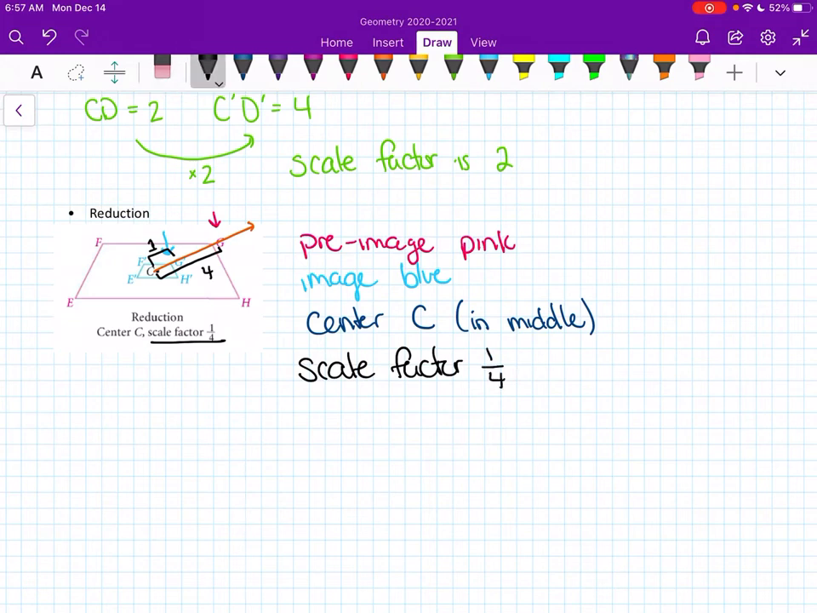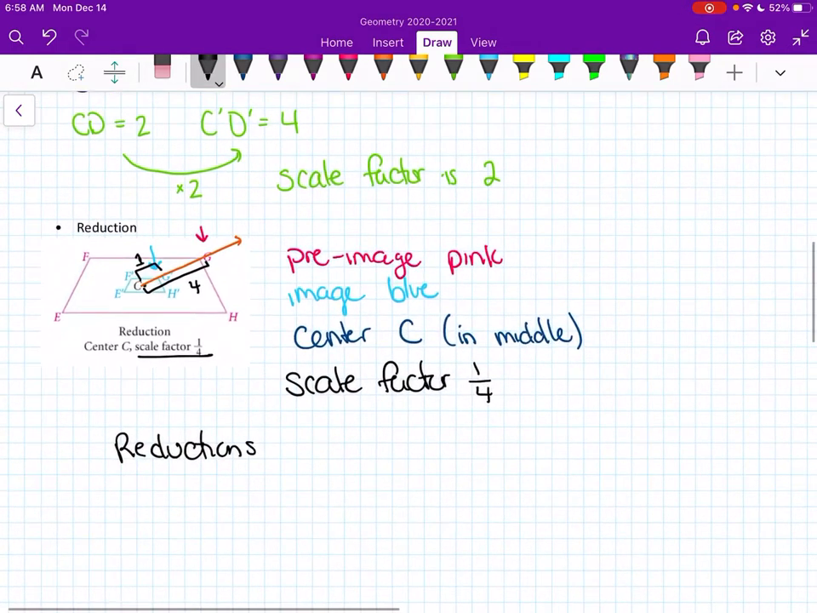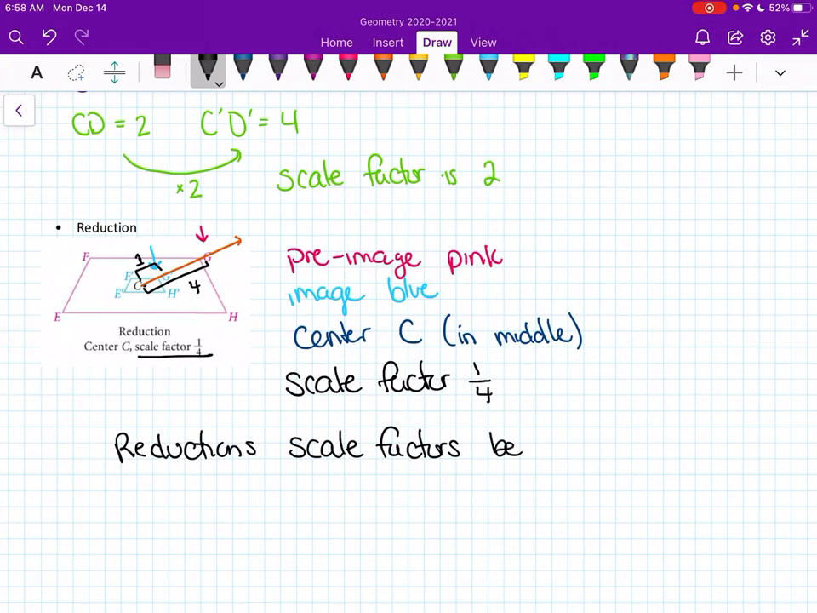And our scale factors for reductions, if I could spell reduction, our scale factors are going to be between 0 and 1.